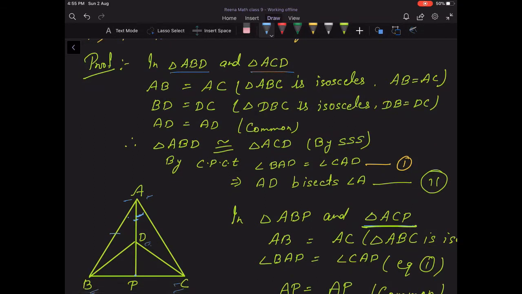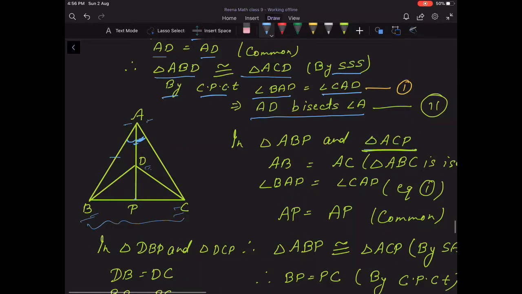ABD and triangle ACD. We can write AB is equal to AC because triangle ABC is an isosceles triangle, BD is equal to DC because DBC is an isosceles triangle, and AD is common in both. So triangle ABD is congruent to triangle ACD by SSS property. So by CPCT we can write angle BAD is equal to angle CAD. This angle will be equal to this angle, or we can say that AD bisects angle A.